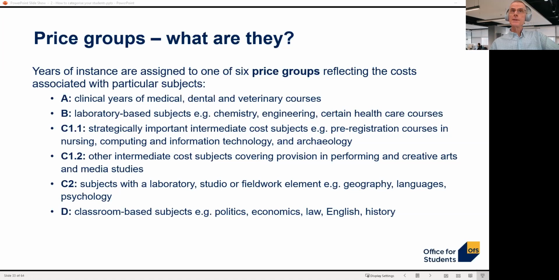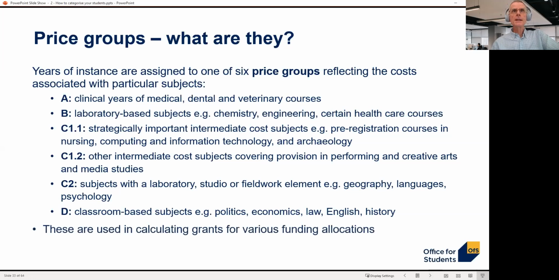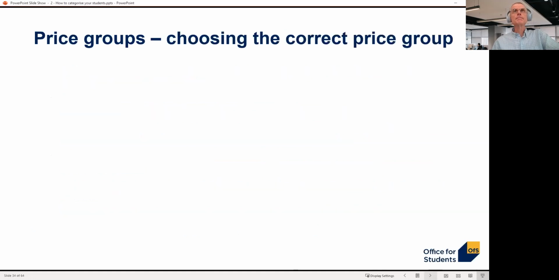C2 is for subjects with other laboratory, studio, or fieldwork element. Some examples there of the kind of thing you might see: geography or languages or psychology. And price group D is largely classroom-based subjects. And again, a few examples there: politics, economics, law, English, history, so on. And these are used in determining and calculating grants for various funding allocations, which we could go into in chapter and verse, but we've got plenty to talk about today, so we will leave that for another day.